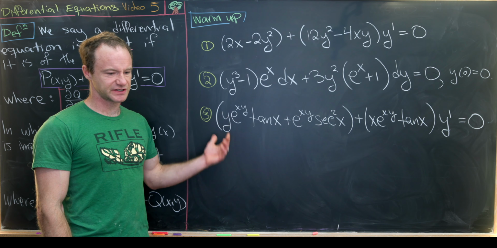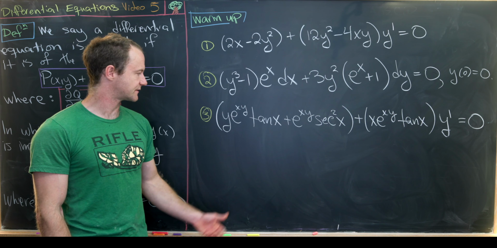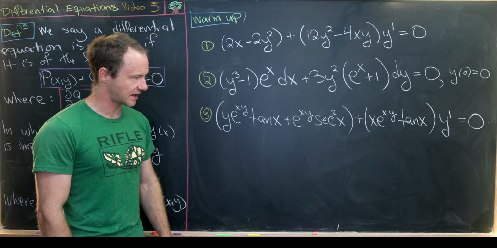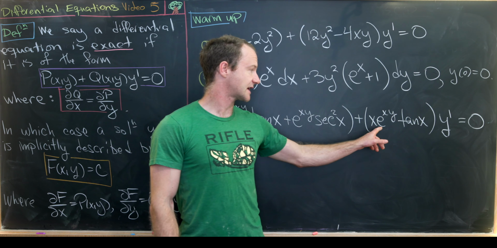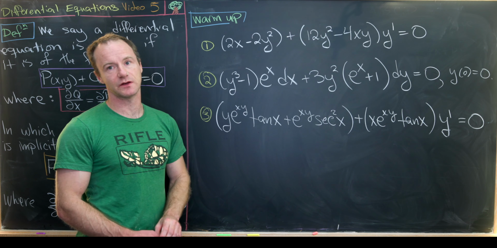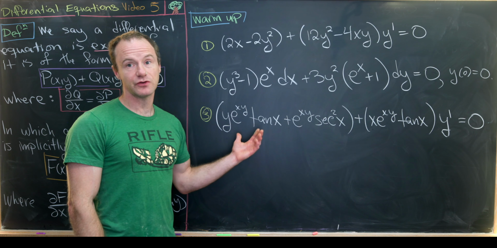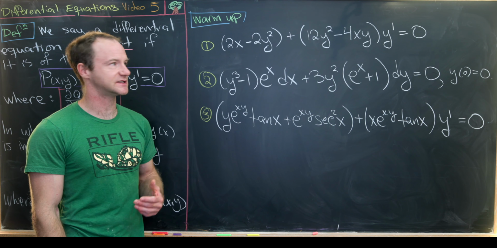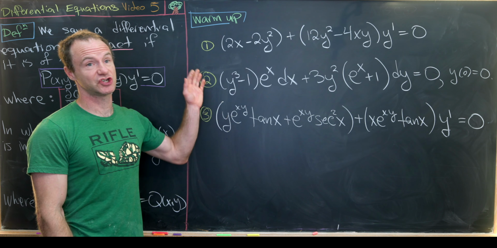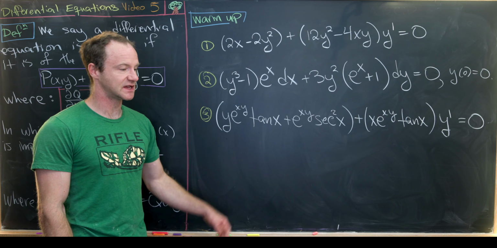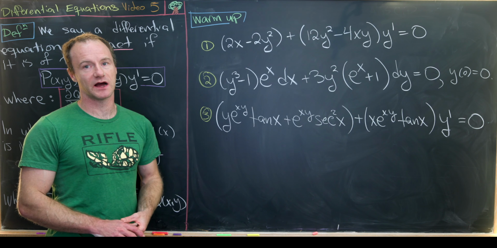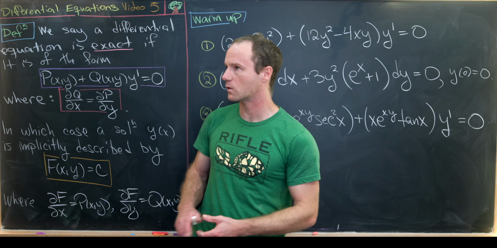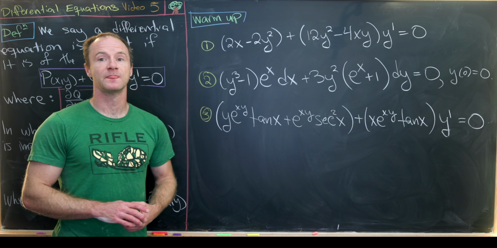And then finally, this interesting one involving exponential and trigonometric functions. We have y e to the xy tangent of x plus e to the xy secant squared of x plus x e to the xy tangent of x y prime equals 0. So even though you know that these are going to be exact differential equations because that's what we worked on today, I think just for practice, it's probably best to first check that they are exact differential equations and then go through the strategy that we outlined to find implicit descriptions for the solutions to those differential equations. And that's a good place to stop.